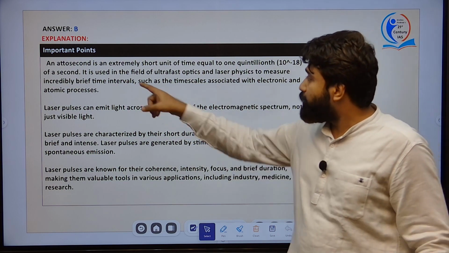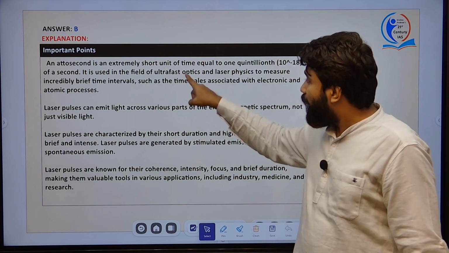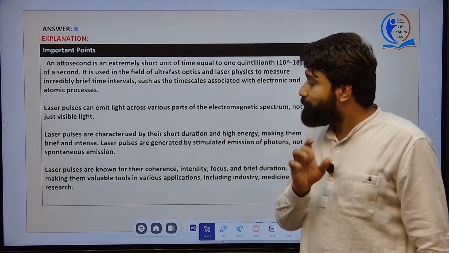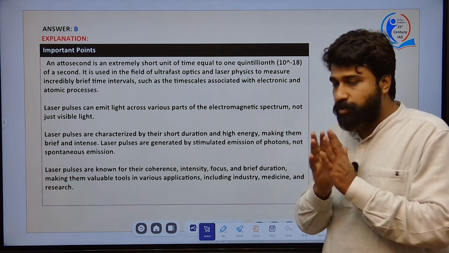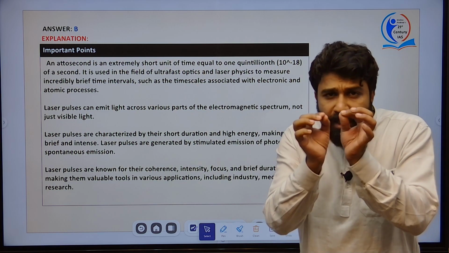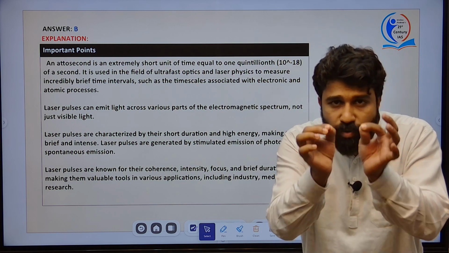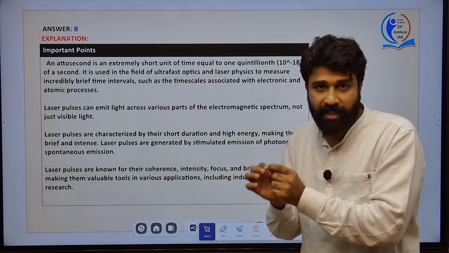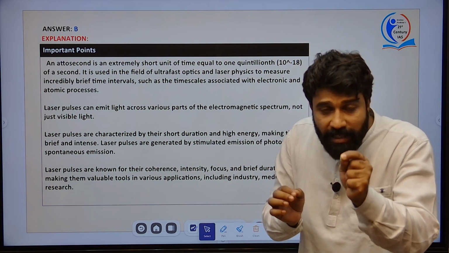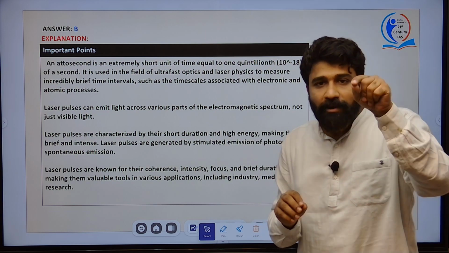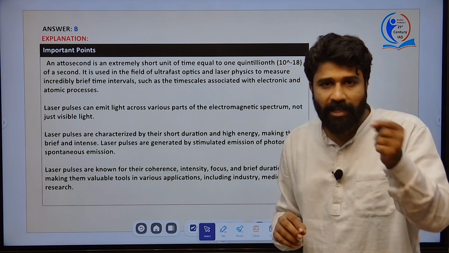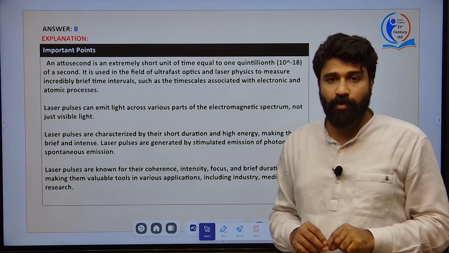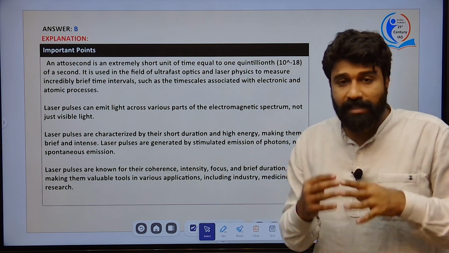It is used in the field of ultrafast optics and laser physics to measure incredibly brief time intervals. So, incredibly brief time intervals can be measured by this 1 attosecond. This attosecond is equivalent to 1 quintillionth. Usually you will see billionth, trillionth, likewise, but here it is 1 quintillionth, 10 to the power of minus 18 of a second.